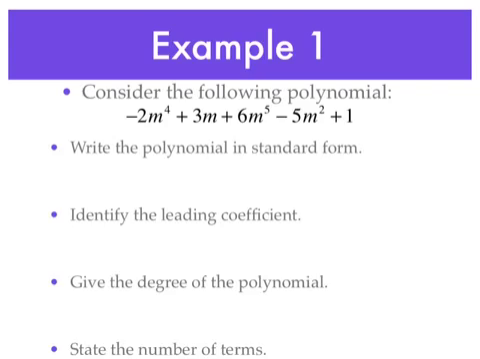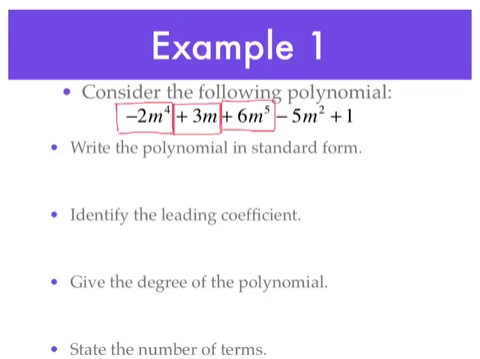Okay, so here's an example. It gives us a polynomial, and first it tells us to write the polynomial in standard form. And remember, standard form means exponents from biggest to smallest. So first I would go through and separate your terms. We've got negative 2m to the 4th. We've got positive 3m. And notice how I'm grouping the symbol that's in front of it with the term. That's going to be important.